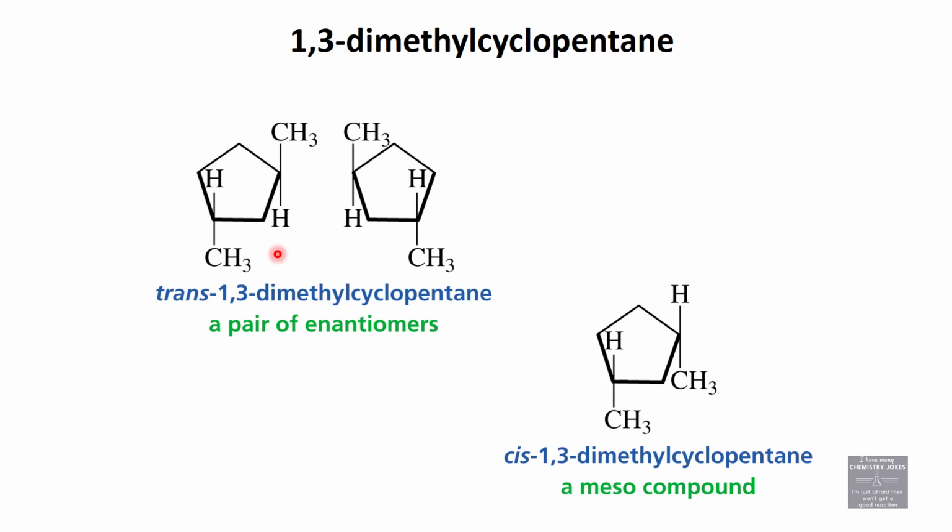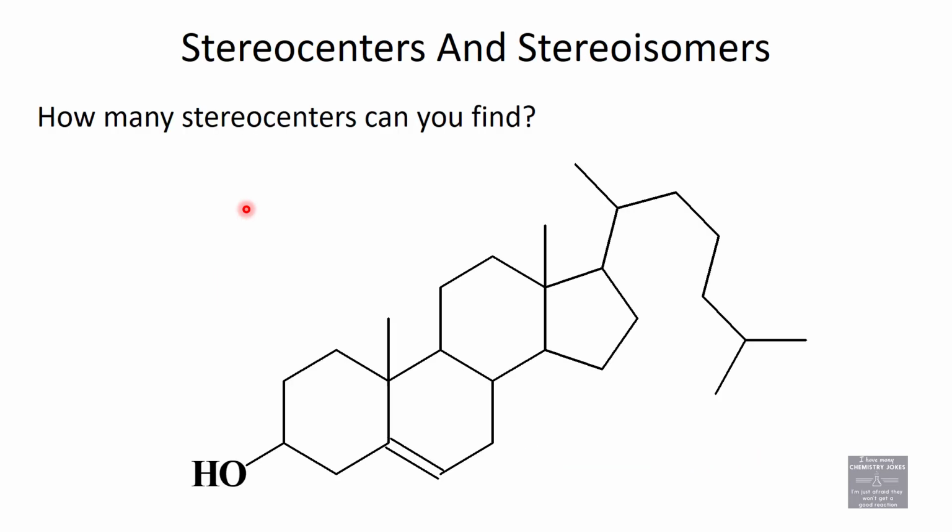Uh-uh. Both of them have asymmetric carbons, but this cis molecule has asymmetric carbons and a mirror plane. It's meso. This trans has asymmetric carbons, no mirror plane, not meso. Yeah? Meso's confusing, but we can get it. I believe in us.